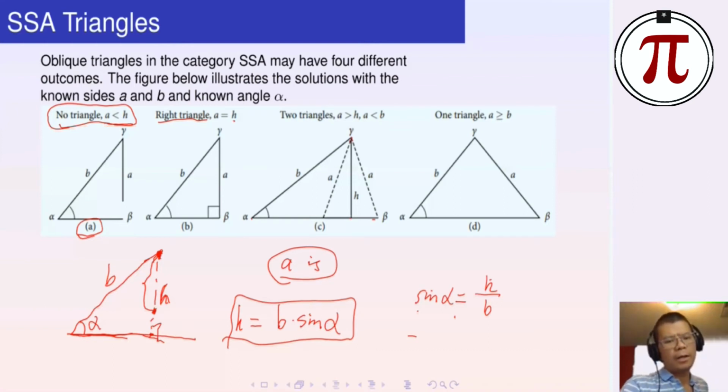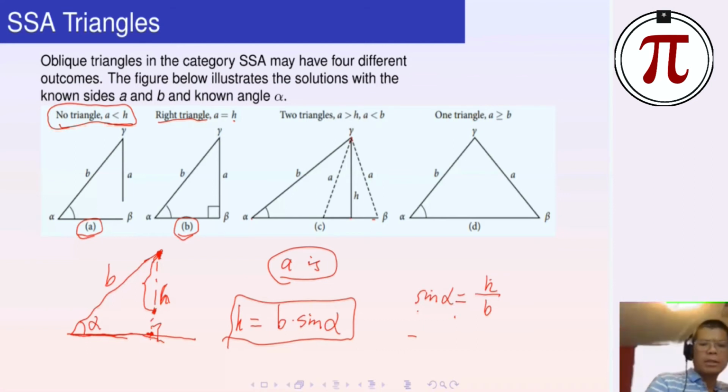Now, a second case is the right triangle. So the right triangle is when A is exactly h. So in this case, it's just one triangle. Okay, when A is exactly h, that's case B. It means A here makes just a right triangle.